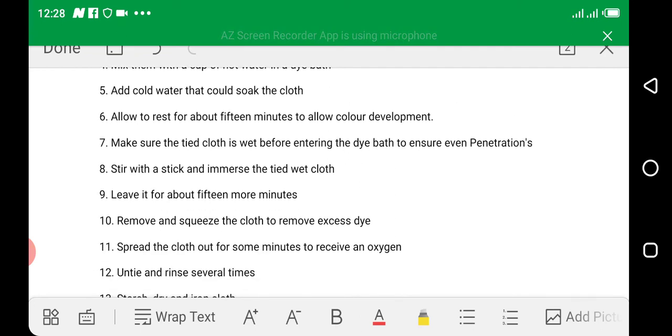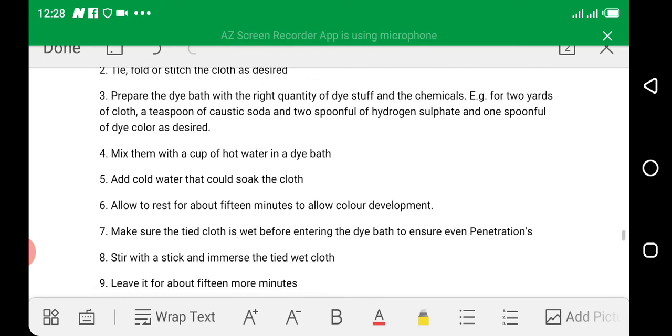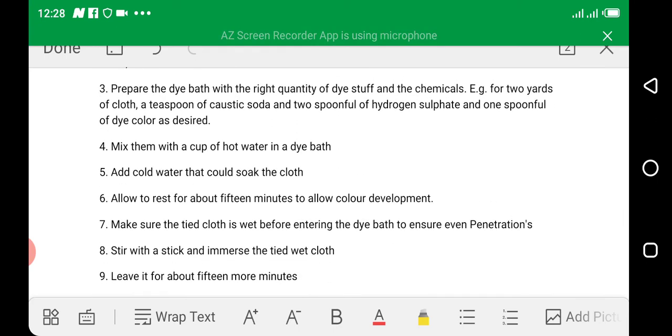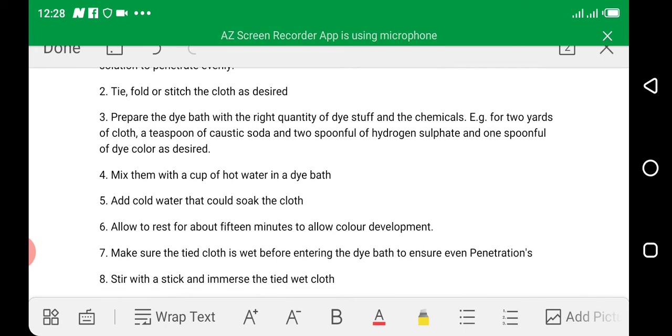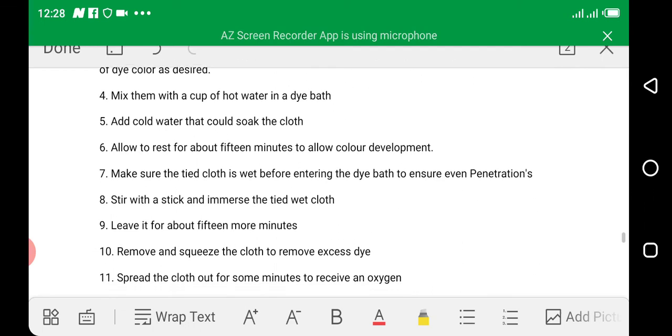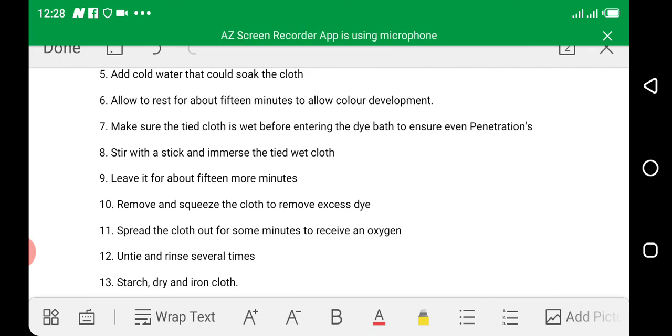Make sure the tied cloth is wet before entering the dye bath to ensure even penetration. What does that mean? As we said earlier, you should wash the clothes. By washing it, you rinse the soapy area of the cloth. You had rinsed off the soap on it, and thereby enhancing it to penetrate the dye solution evenly.